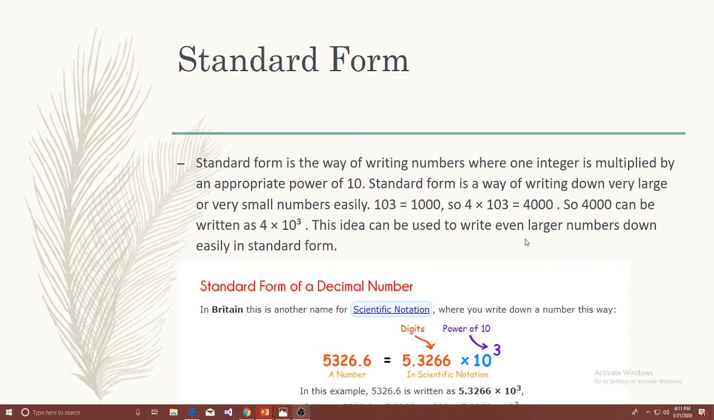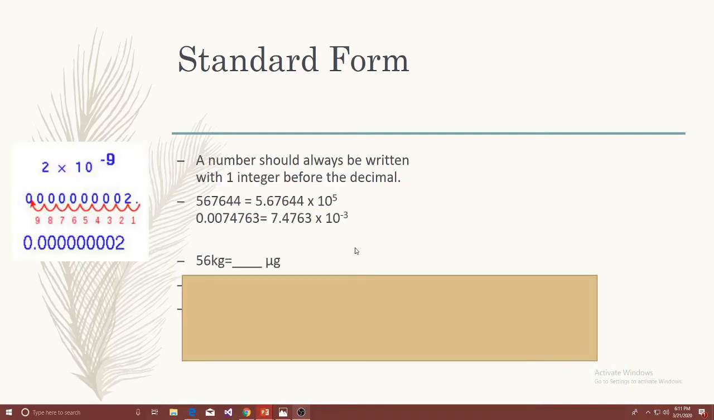Now standard form, as I told you, is very important. This is the basic rule. A number should always be written with one integer before the decimal.